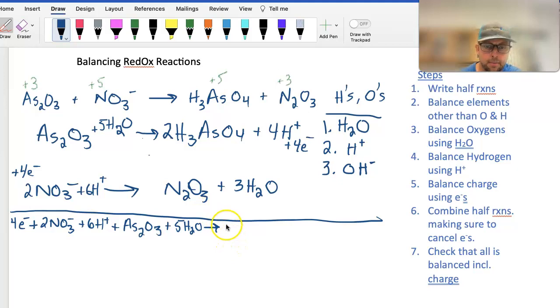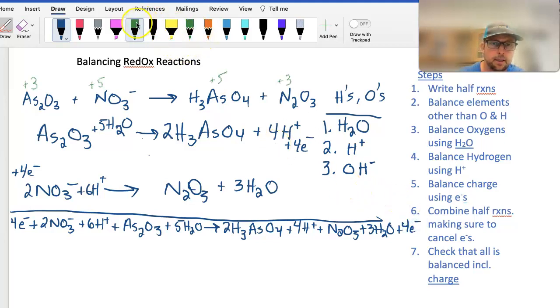On the right side of the arrow, we have 2 of this arsenic acid, plus 4 hydrogen ions, plus N2O3, plus 3 H2O, plus 4 electrons. The first thing we might notice is that 4 electrons are common on both sides, and we are allowed to cancel things that are the same on both sides. So we definitely want to cancel our electrons because that's one of the main points in doing this.